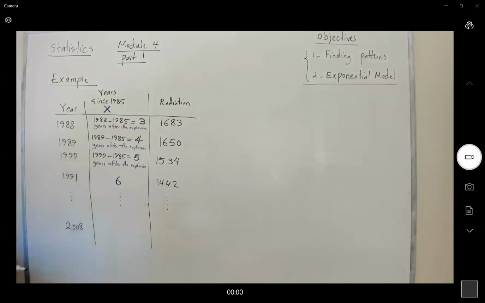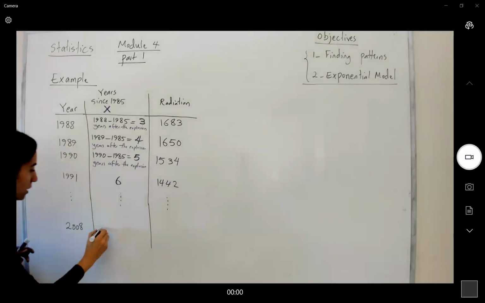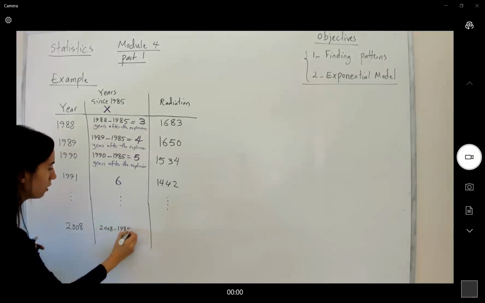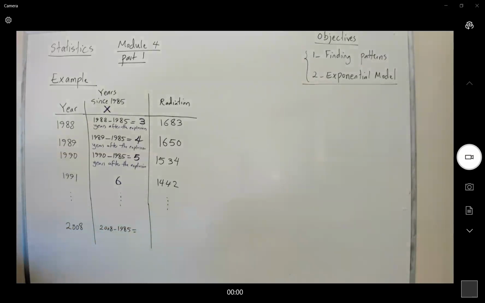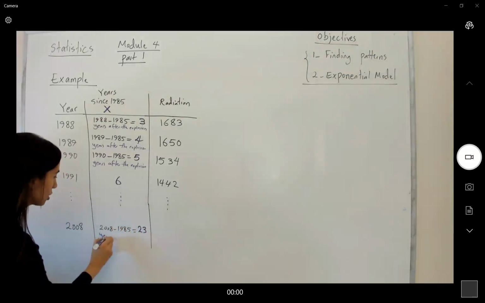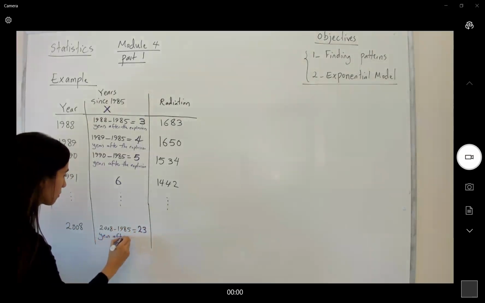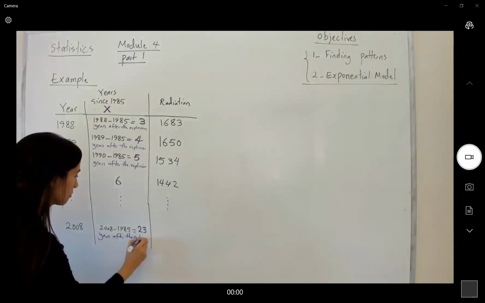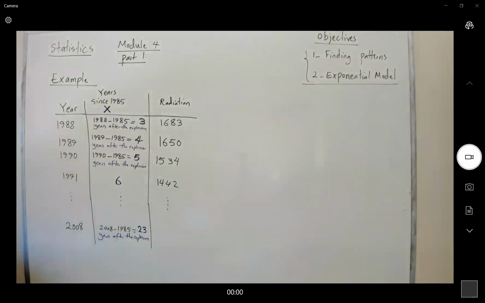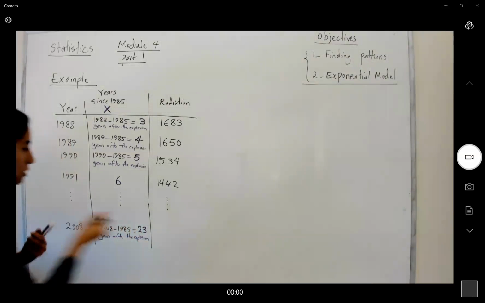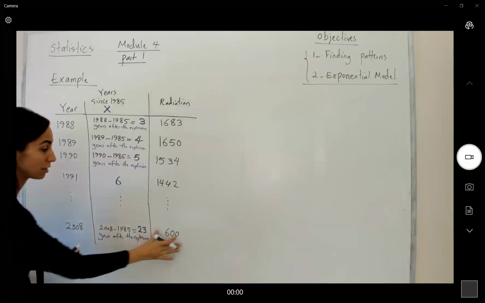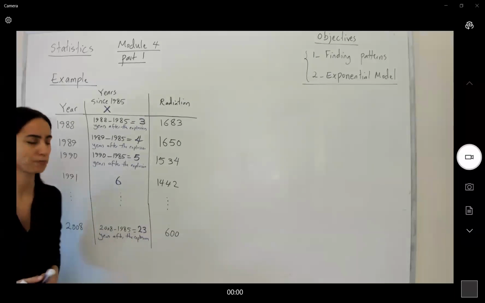2008. So how many years? 2008 minus 1985, which is equal to 23 years. So 23 years after the explosion, the amount of radiation is 600. Still, it's a huge amount of radiation.